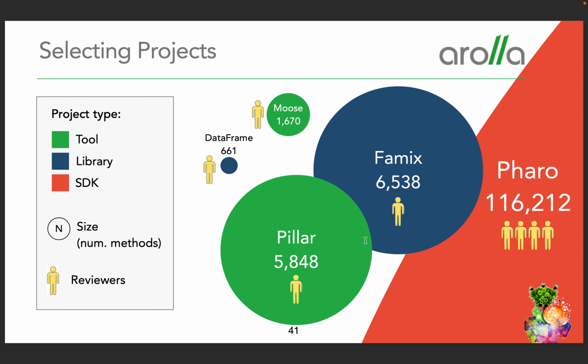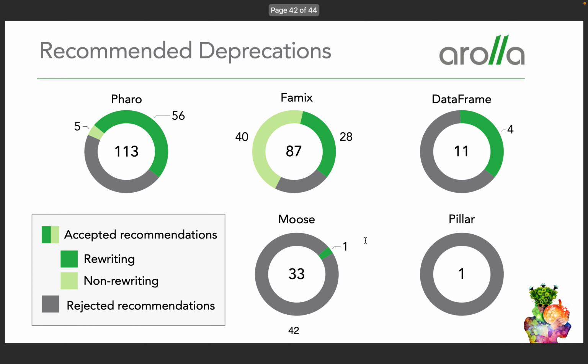Those yellow people are the reviewers. So here we can see how many reviewers we used per each project. Generally it's one, except for Pharo, because Pharo is big, so we used 4 different reviewers for Pharo.